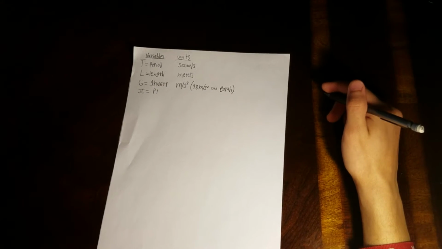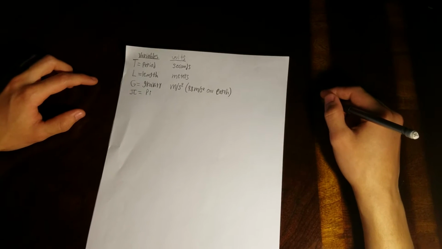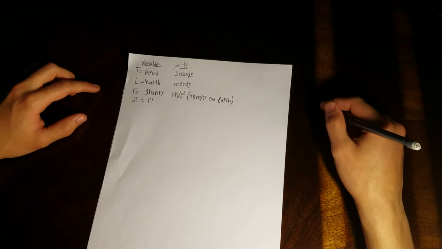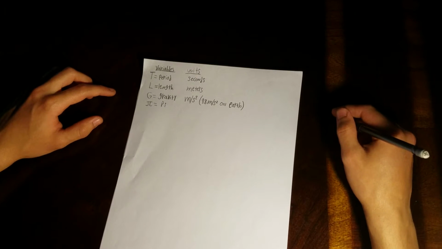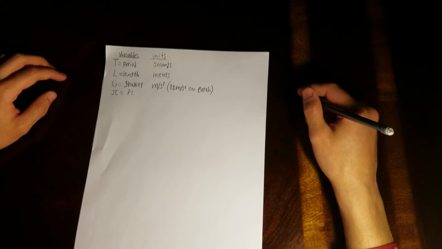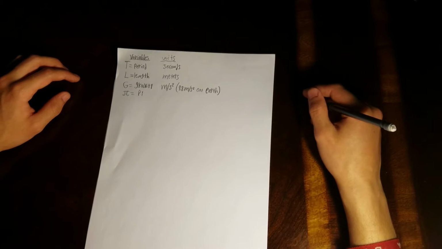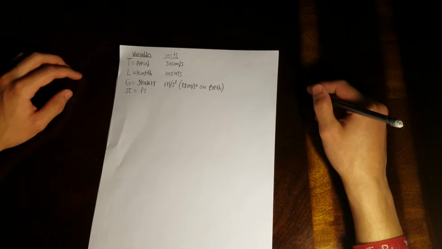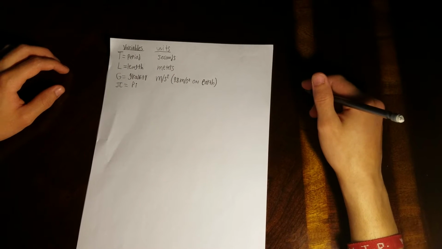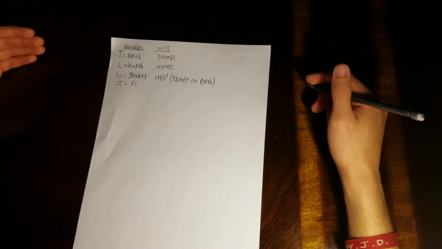These are some of the variables that we'll be using to solve our problem: T, L, g, and pi. T is period, L is length, g is gravity, and pi is pi. The units for T are seconds, the units for length are meters, and the units for gravity are meters over second squared, which is 9.8 meters over second squared on Earth. And pi doesn't have any units.